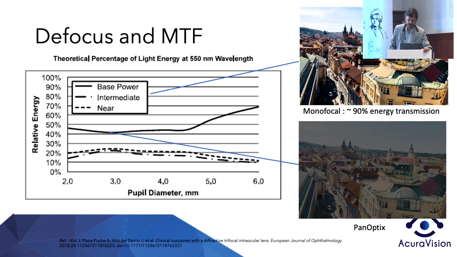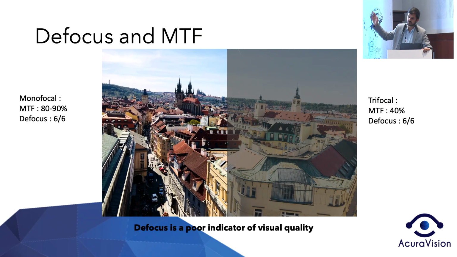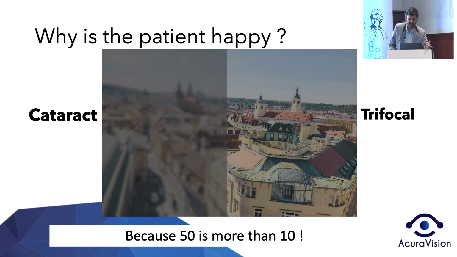Why would you be confused? Because in a monofocal lens, the MTF for distance is about 80-90%, and the defocus says that the vision should be 6/6. In the best performing trifocal lens, the MTF is 40%, and the defocus still says that the vision should be 6/6. But there is a significant difference in the image quality. Both are sharp, but both are not equally good in quality. So that is why we must look at the area under the curve.